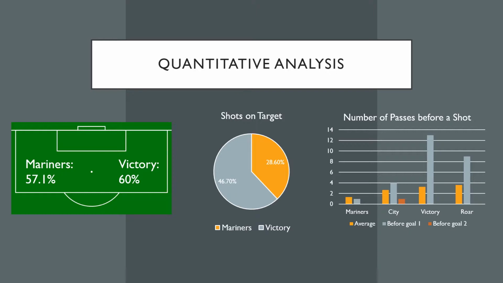wary of. City's 2 goals came from limited passes, the first from 4 passes, whereas the second goal, being a penalty, came after just 1 pass before a foul in the box gave them the penalty.